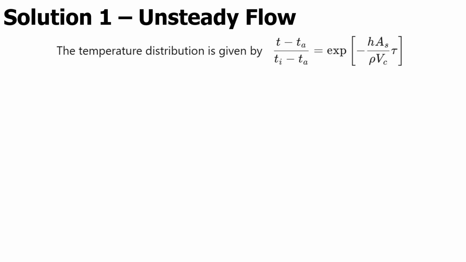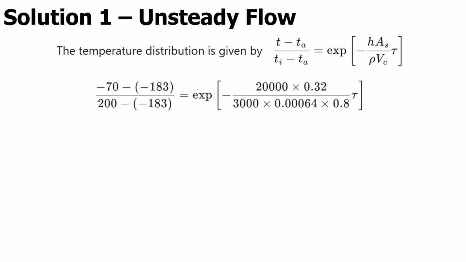This equation, shown here, relates the temperature at any given time to the initial and ambient temperatures and a time constant. The formula is as presented. Now let's substitute our known values into this equation. On the right side, we plug in the heat transfer coefficient, surface area, density, volume, and specific heat. This gives us the expression you see on the screen.